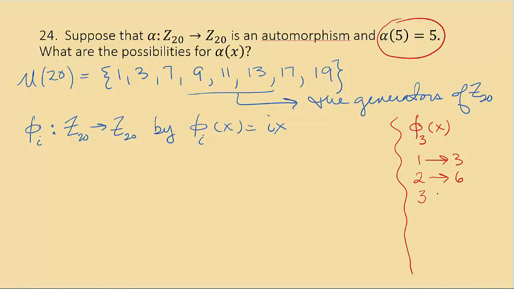It'll take 2 plus 1 to 6 plus 3, or 9. It'll take 4 to 9 plus 3, which is 12. And it'll take 5 to 15. In general, it will take k to 3k, right? 3 plus itself, k times. This is forced on us by the fact that phi 3 must preserve the operation.